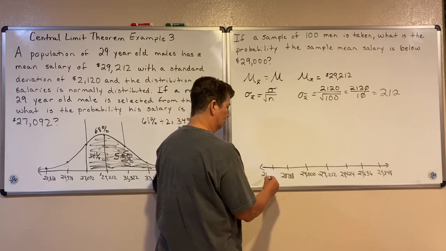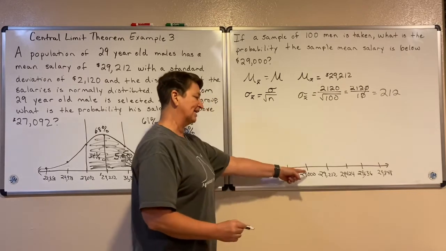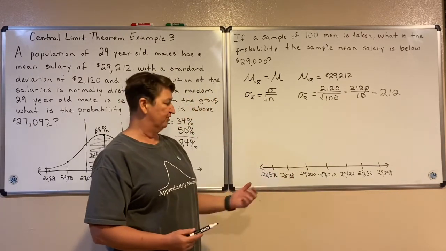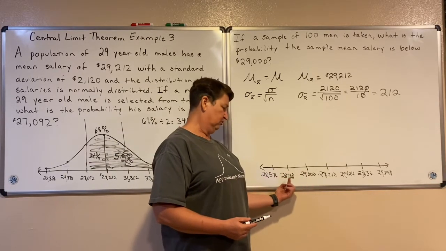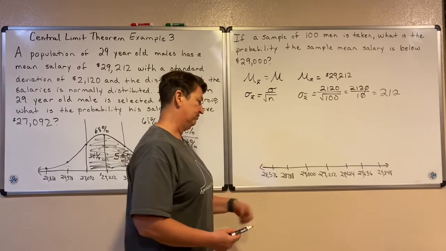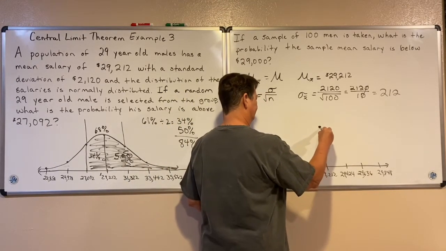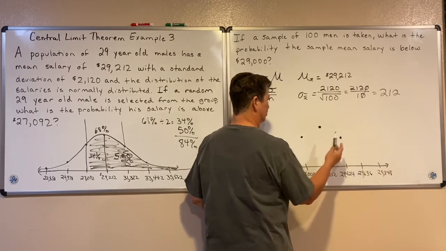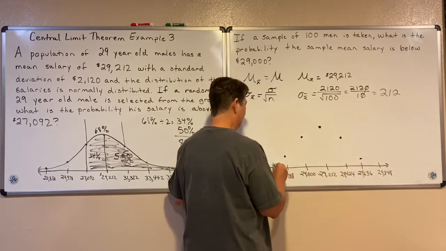So I'm still at 28,000, but now I'm at 576. So I just subtracted that 212 each time to get my standard deviations, or this one standard deviation below the mean, 2 standard deviations, and 3 standard deviations. Again, my mean is my peak. Mean, median, and mode are all the same in that normal distribution. It's nice and symmetrical.